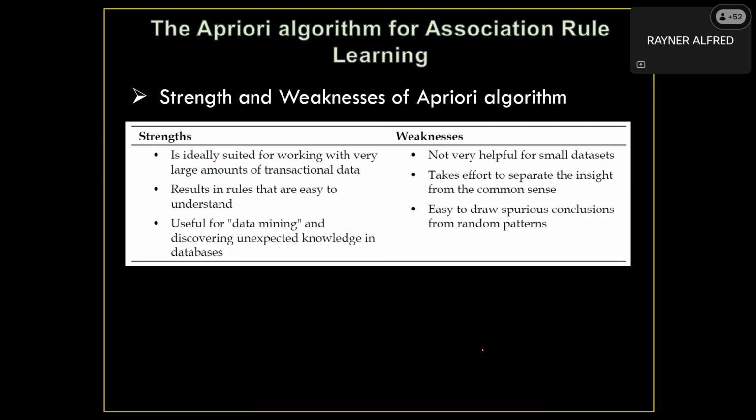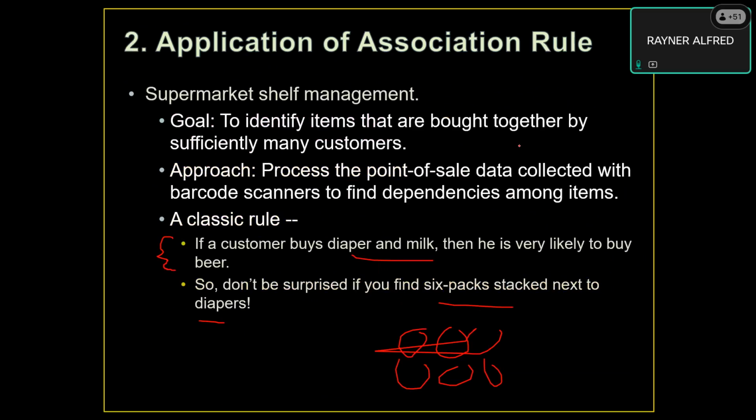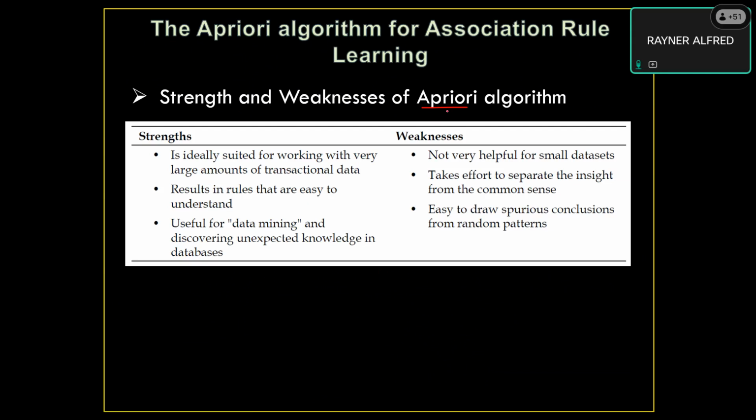Now the strengths and weaknesses of one of the methods used. We will study this method, the Apriori algorithm. This Apriori algorithm is used to generate these rules. From this sparse database, we will get these rules. The method we use to extract these rules is called Apriori, and we will study this algorithm.